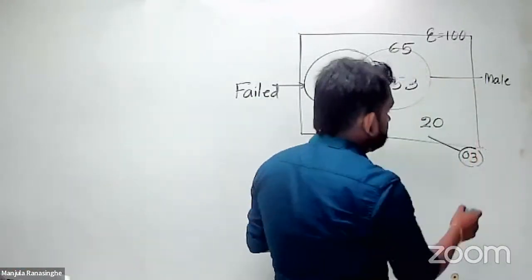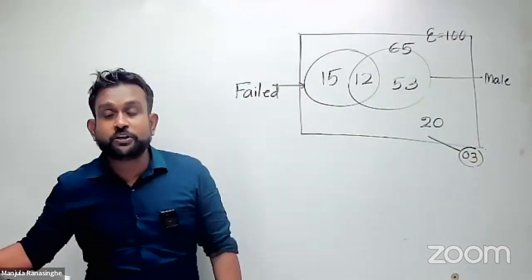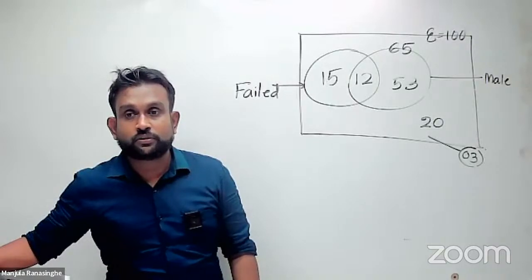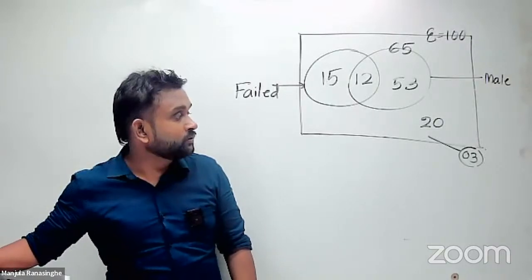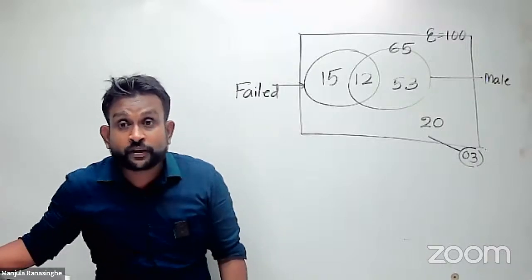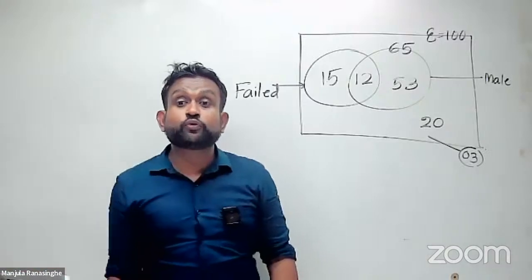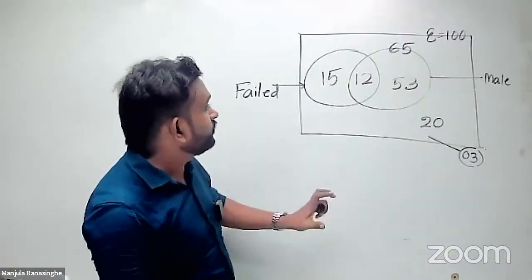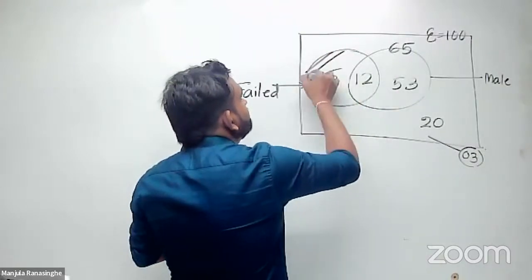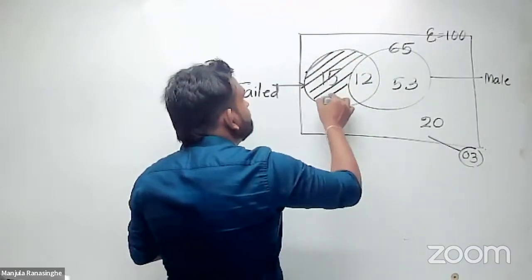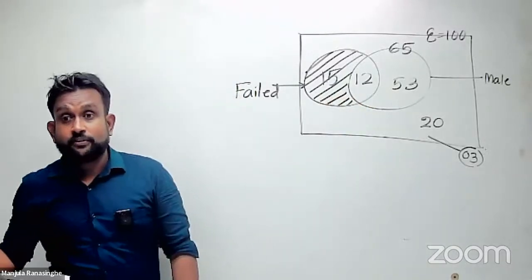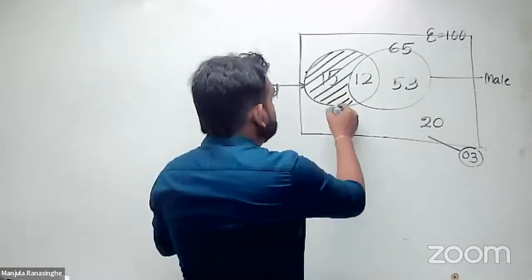Shade the region which represents the females who failed the test. Female failed the test, but they are females, not intersecting with the male set. So these are the females who failed the test, right? So for that one, you have 2 marks.